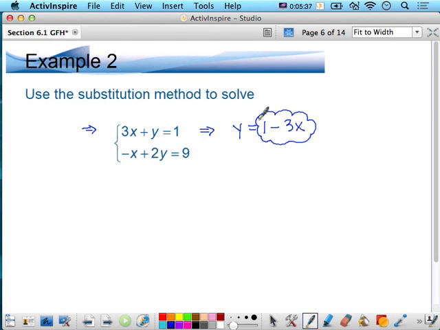And I like to put a little bubble around it just to kind of remember what I'm working with. And then we're going to take this quantity and we are going to substitute it into the other equation in the place of the variable y.